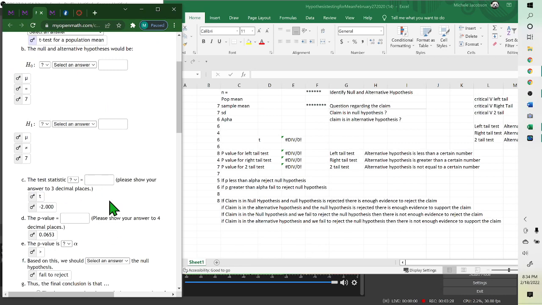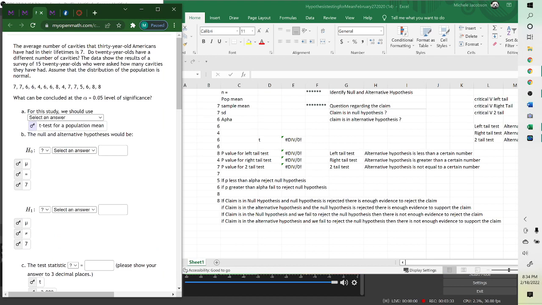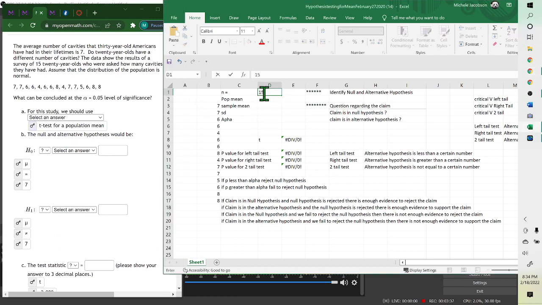To find these values, we come over here and we put our sample size, which there was 15 of them. The population mean comes from the null hypothesis, which is 7. Now to find our sample mean, here's our data. Mean is average, so you put equals and start to type average. Here it is right here. Double click it, highlight your numbers and hit enter.